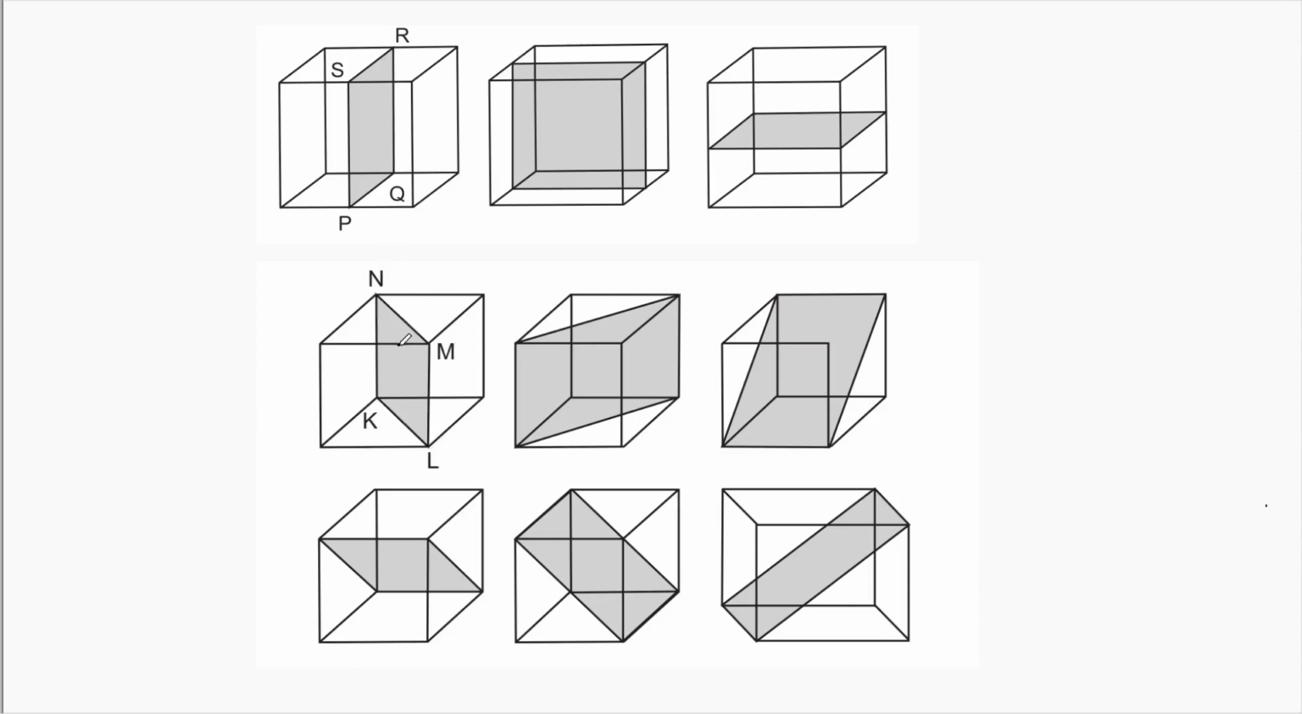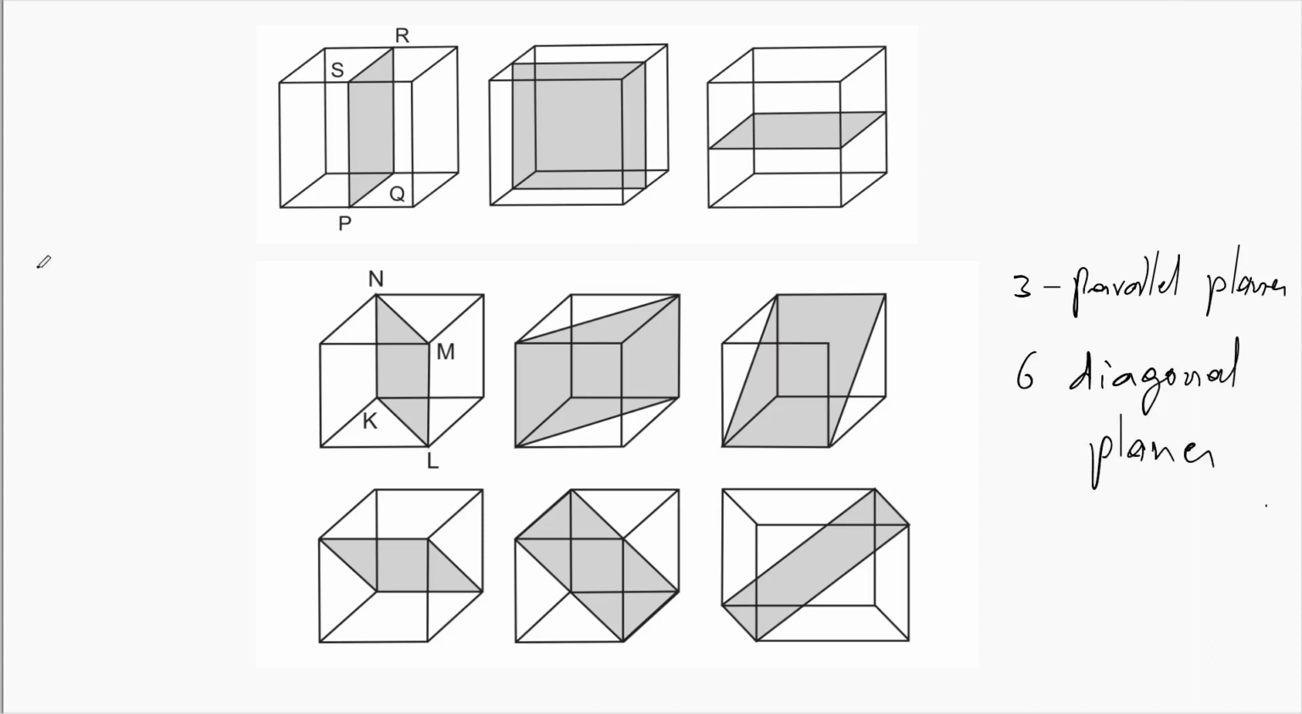We can have 1, 2, 3, 4, 5, 6 such diagonal planes. These diagonal planes can also cut the cube into 2 equal parts such that each part is a mirror reflection of the other. We have 3 parallel planes and 6 diagonal planes that can divide the cube into 2 equal parts. So a total of 9 planes of symmetry are possible in a cube.